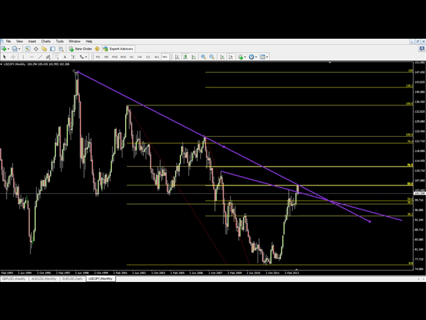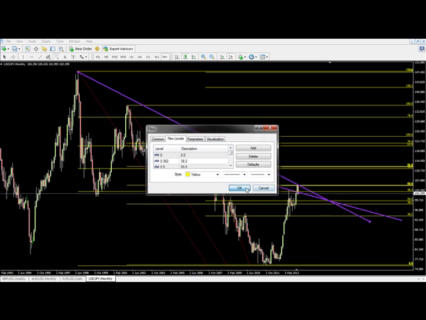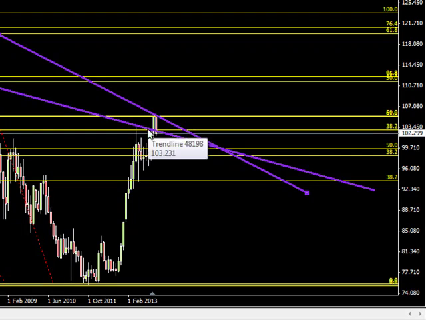We've also got another one from this major swing point up here, which is back in 1998, somewhere around there. I draw that down, and you can see that price hits the 38.2 retracement level there. So it's a massive resistance area, guys, massive.